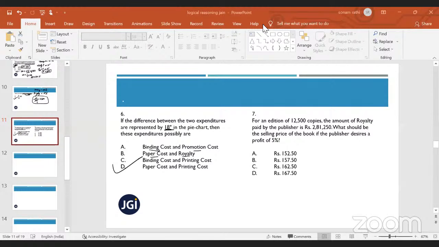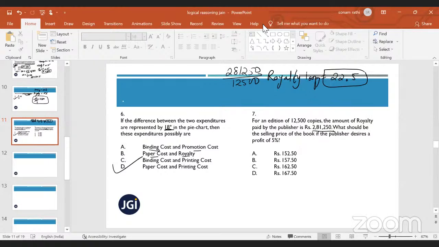Yes, correct. Everyone is giving me the correct answer. So for 12,500 copies it is this. 281,250 divided by 12,500 will give me 22.5. This is the royalty for one copy.